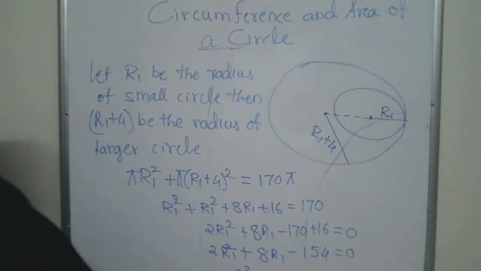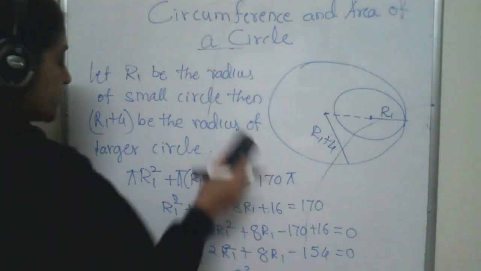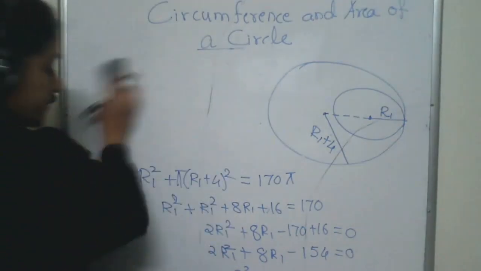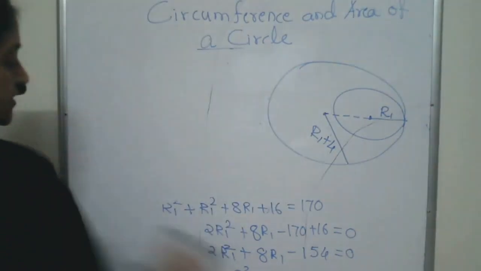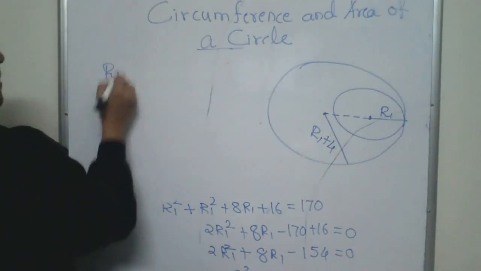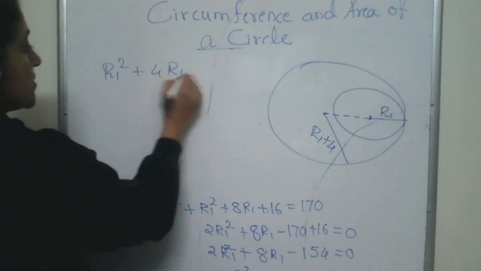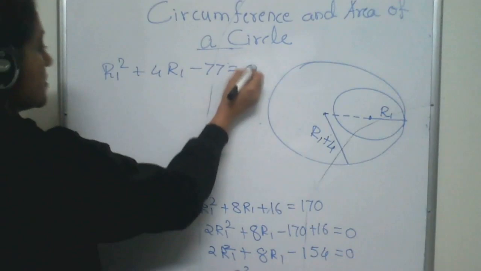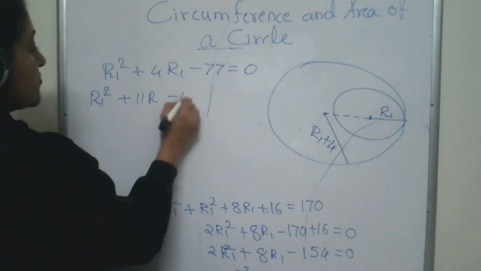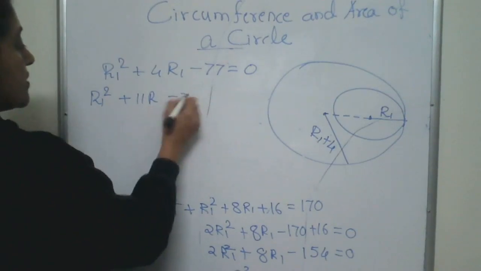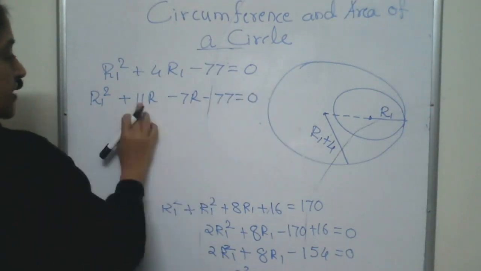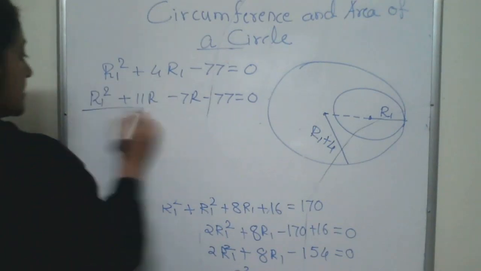Now this is the quadratic equation. We can solve the quadratic equation. Let us see. The simplest thing is the last term, 77. 11 into 7 is 77 and 11 minus 7 is 4. So you will be able to get that. r1 square plus 4r1 minus 77 is equal to 0. So r1 square plus 11r1 minus 7r1 minus 77 is equal to 0. 11 7s are 77, 11 minus 7 is positive 4, like this.